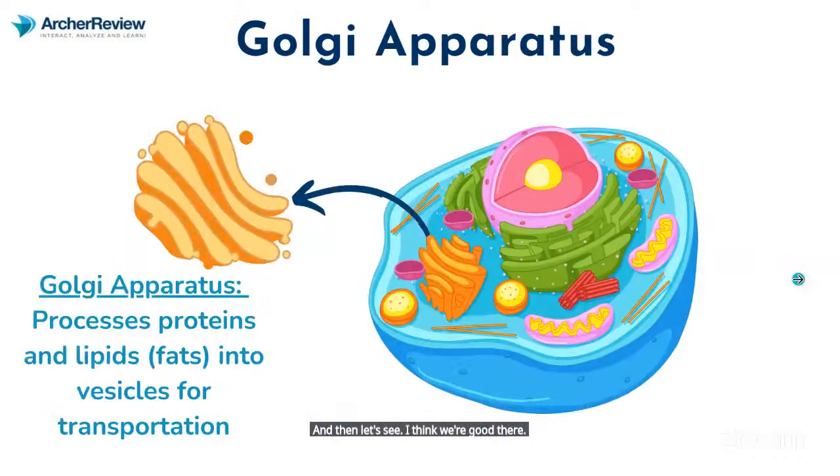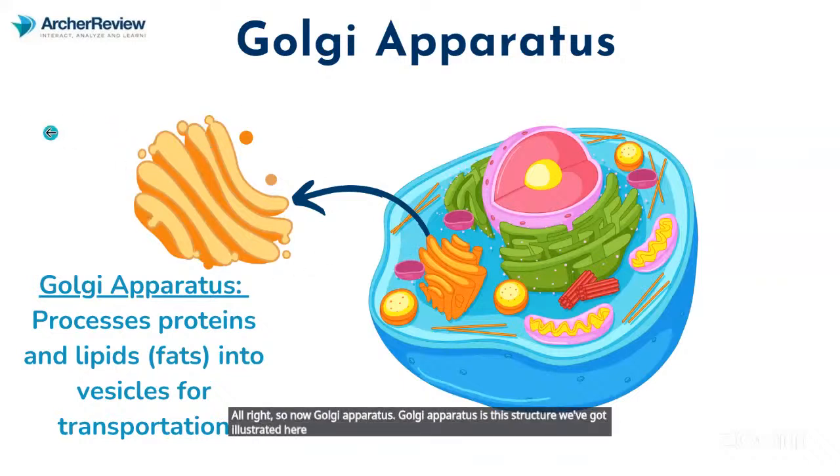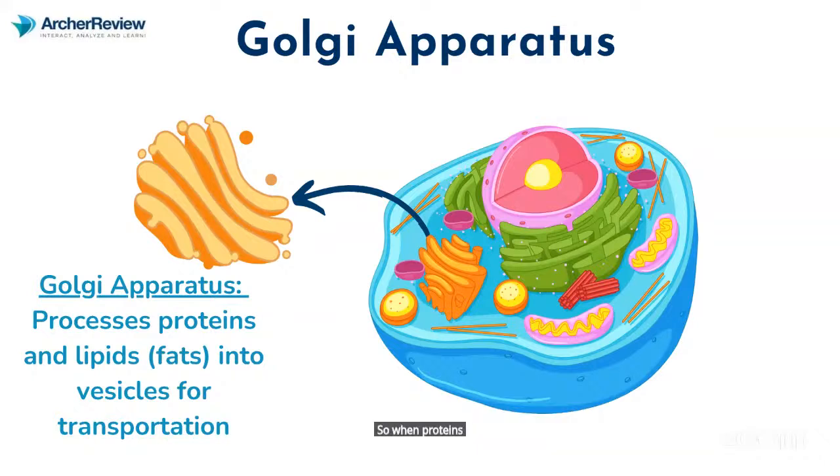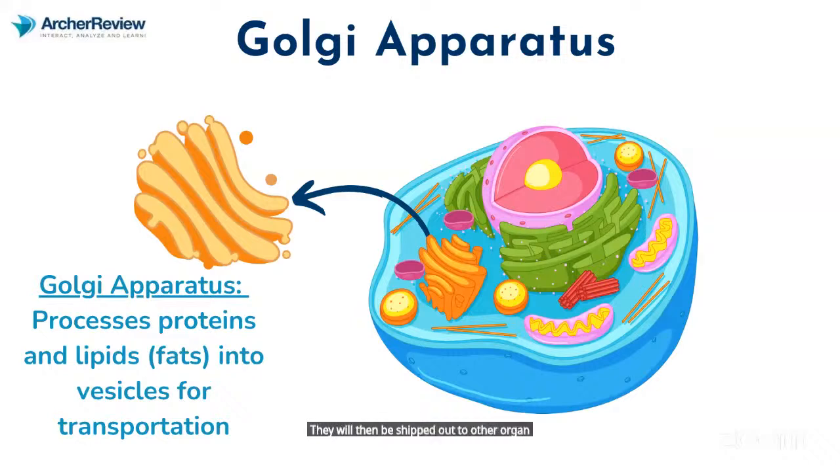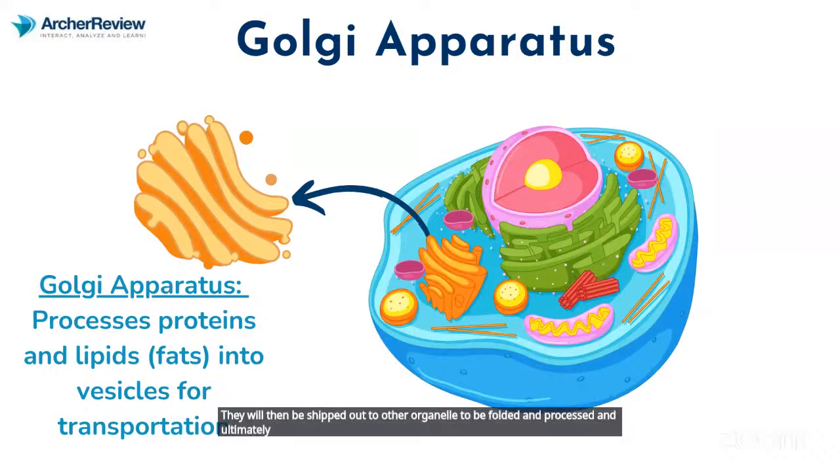All right, so Golgi apparatus. Golgi apparatus is this structure we've got illustrated here, and its job is to process proteins and lipids into vesicles for transportation. So when proteins get made during transcription and translation, which we will talk about, they will then be shipped out to other organelles to be folded and processed and ultimately be transported out of the cell in most cases. And so the Golgi plays a role in that, as well as with lipids.